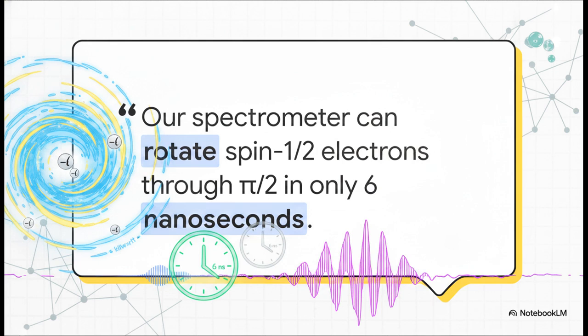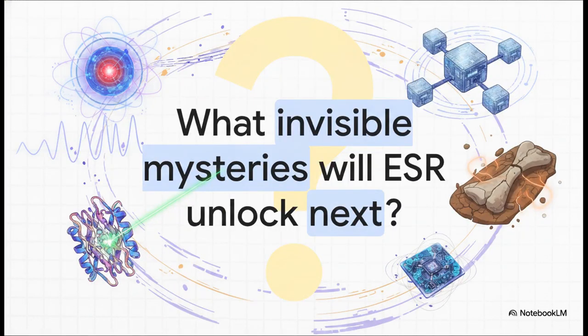As we wrap up today's explainer and we imagine those quantum spin dynamics fading back into a clean, measurable spectrum, it leaves us with a thrilling question. If electron spin resonance can map the active sites of life-saving proteins, date the fossils of our ancient ancestors, and unlock the quantum computers of tomorrow, what invisible microscopic mystery will this remarkable window into the quantum world help us unlock next?